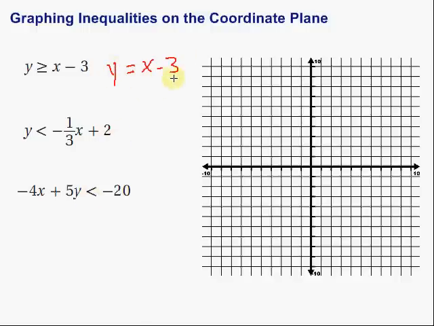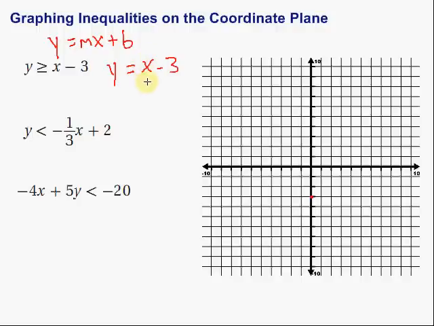This is in slope-intercept form, so we can easily pick out the slope and the y-intercept. The y-intercept, remember, is right here, -3. Slope-intercept form is y equals mx plus b, where m is the slope and b is the y-intercept. So here's our -3, that's our y-intercept. So we're going to start at -3 on the y-axis. So down 1, 2, 3. There's our first point.